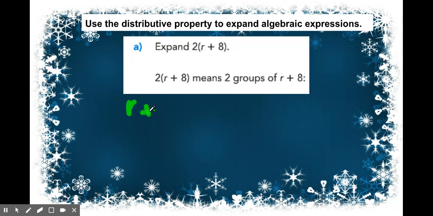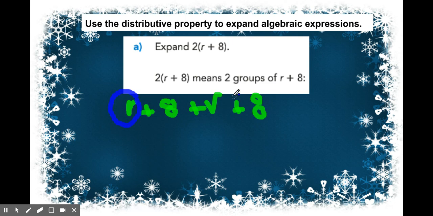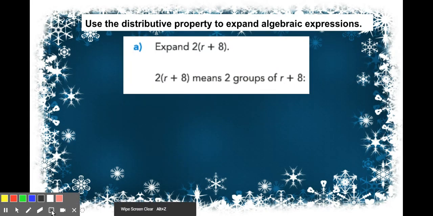So I have r plus 8 plus another r plus 8. And what we learned in 7.3 was how to simplify expressions. So when I look at this expression, I know I can combine my r's, and that will give me 2r. I then can combine my constants, my positive 8 and my positive 8, to give me a positive 16. This is a longer process, when an easier way to do this is just to distribute.